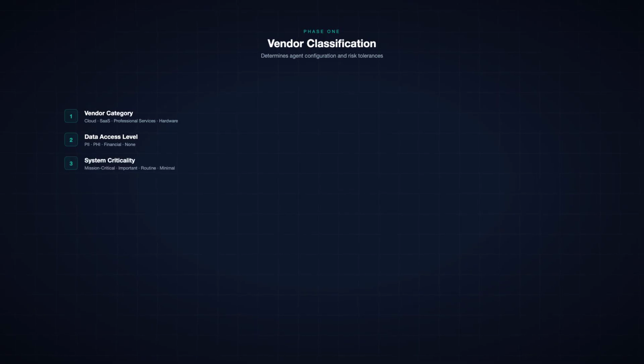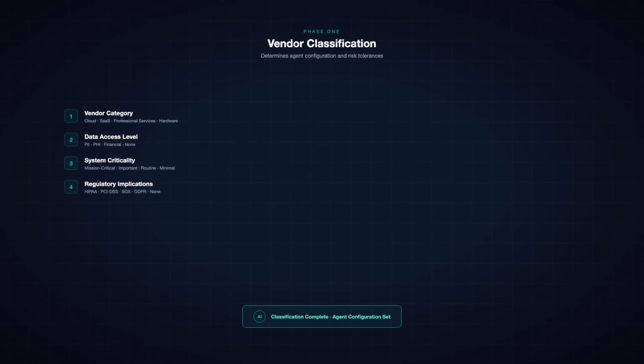Multi-agent domain-specific risk assessment is architecturally different. Phase 1. Vendor classification. Before any risk evaluation begins, the system classifies the vendor by category, data access level, system criticality, and regulatory implications. A cloud infrastructure provider handling personal health information triggers a different agent configuration and different risk tolerances than a catering vendor with no data access.